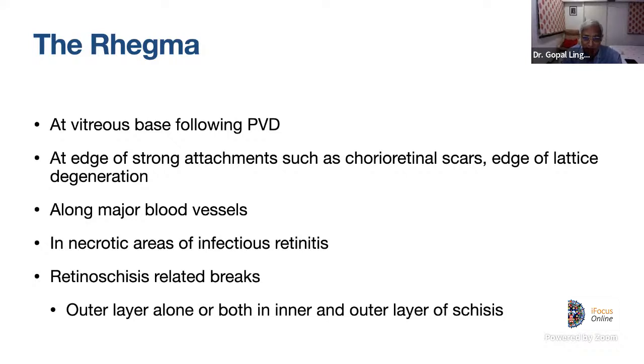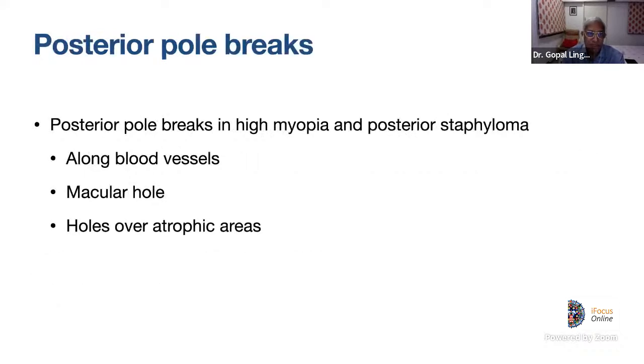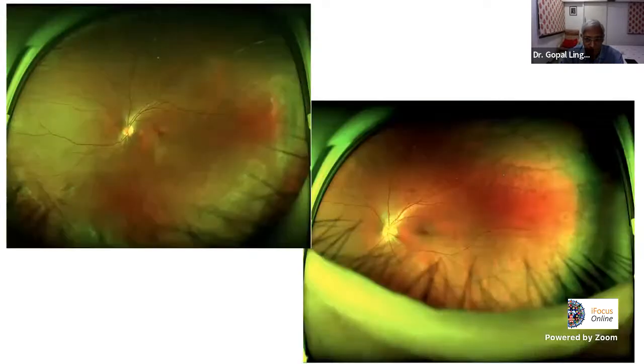Retinoschisis related breaks can occur both in the outer layer and inner layer because of extreme thinning of the retina. It's the outer layer which is more important in terms of leading to a rhegmatogenous clinical detachment, whereas the inner layer does not lead to retinal detachment in retinoschisis. Posterior pole breaks are more often seen in the macular area as a macular hole, but they can also be seen along blood vessels and or atrophic areas, specifically in cases of high myopia associated with posterior staphyloma.